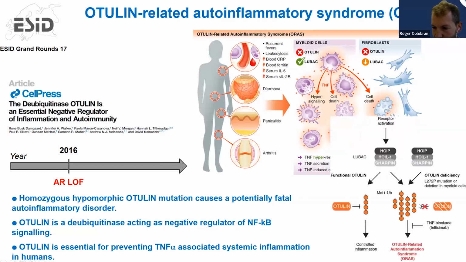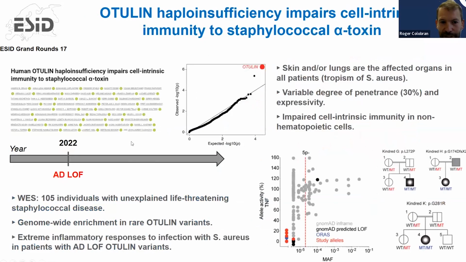You can see here that the complete deficiency of OTULIN impaired this deubiquitinase activity, leading to this OTULIN-related autoinflammatory syndrome. So last year, in 2022, the group of Jean-Laurent Casanova described another phenotype associated with OTULIN haploinsufficiency. So this example resembles the TRAF3 example in the sense that the different phenotypes are due to the complete or partial deficiency of the gene.